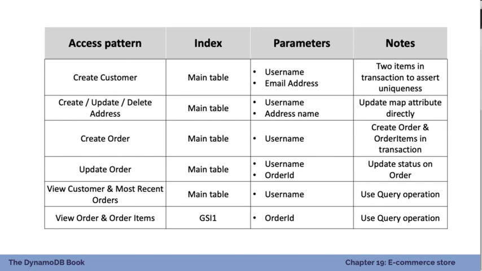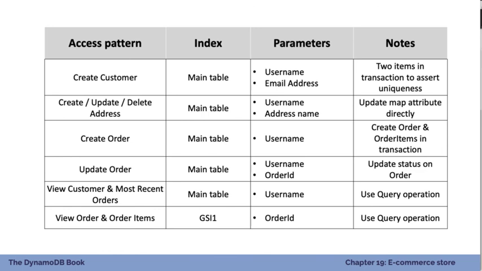Next access pattern we're going to have there is a create order. This is going to be on that main table. Parameters you're going to pass in are the username to be used in that primary key. You also generate an order ID on the back end, which is going to be a KSUID. And what it's doing there is creating the order and the order items in a transaction to make sure that's all saved successfully. Next access pattern, we didn't cover it much, but update order. It's going to be very similar to that update address where you might need to update the status of the order as it goes from placed to shipped to delivered or canceled, anything like that. So the parameters you're going to need there are the username and that order ID, and you can update the status on that order.